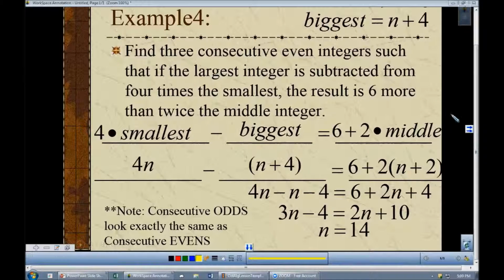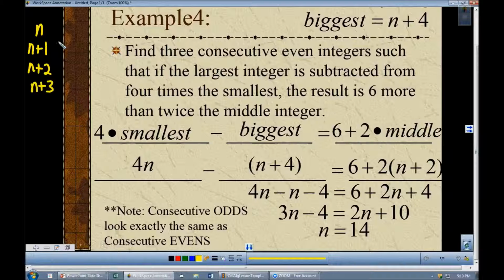Just want to make a quick note here about listing consecutive integers. Consecutive integers themselves, if we don't worry about even or odd, can be listed as n, n plus 1, n plus 2, n plus 3. Because if I start with an integer and add 1, 2, and 3, I'm getting the next few integers down the line. Consecutive evens, as we just said, look like n, n plus 2, n plus 4, and so on.